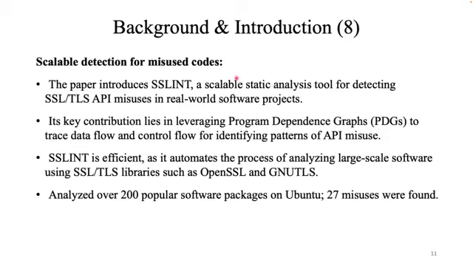Okay, so they present an algorithm called SSLINT, which can detect the misuses of SSL or TLS APIs. They analyzed over 200 popular software packages on Ubuntu, and they found 27 misuses. Okay, next, let's see the methodology and implementation.